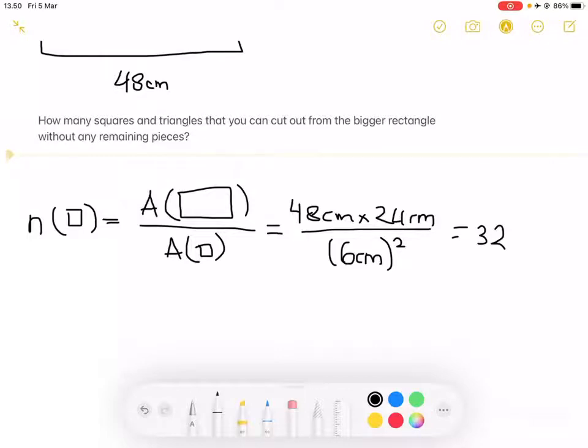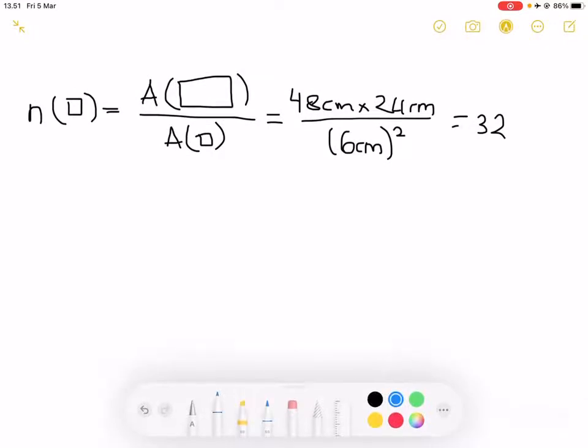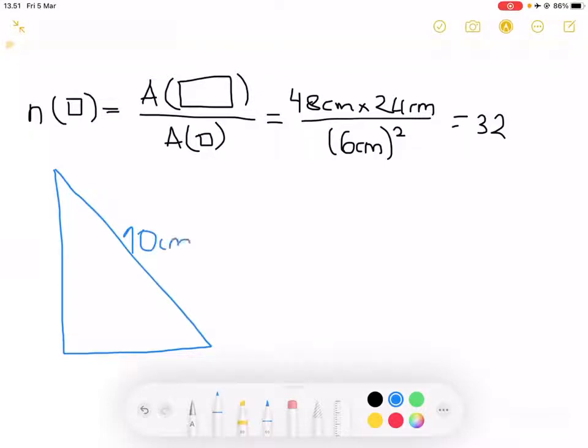Alright, for the number of triangles, we're just going to do a little bit of work first. I'm just going to draw an upscaled version of this triangle with the exact same dimensions.